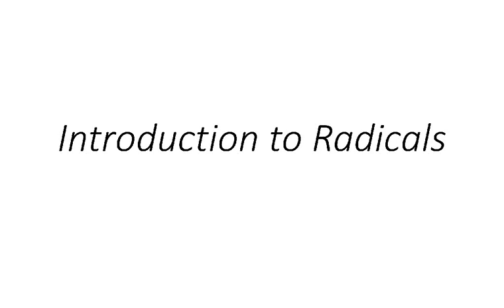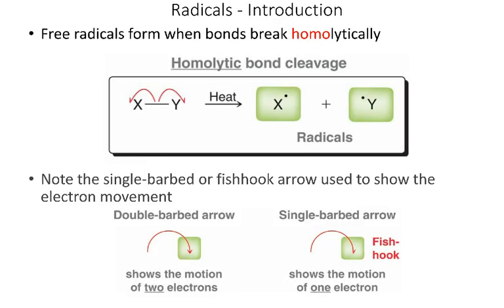In this chapter, we're going to talk about radical reactions, and so this first video is an introduction to radicals. Radicals, or free radicals, are formed when bonds break homolytically. And what makes a radical is these unpaired electrons. Molecules don't like to have unpaired electrons, and so radicals are very reactive.